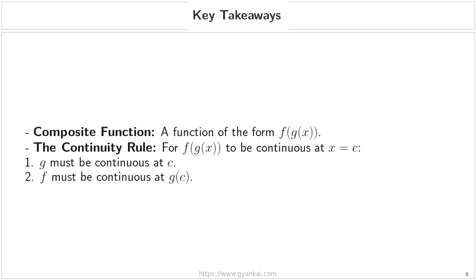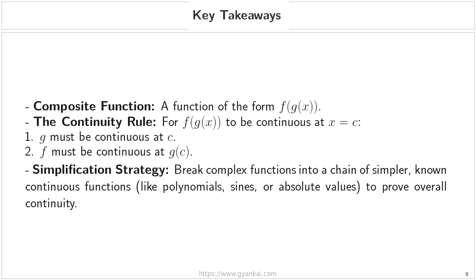Now, let's summarize the core continuity rule we have explored throughout this session. For the composite function f of g of x to be continuous at a specific point x equals c, two conditions must be satisfied. First, the inner function g must be continuous at the point c. Second, the outer function f must be continuous at the value resulting from the inner function, which is g of c, as we saw in our assembly line analogy. If either of these links in the chain is broken, the entire process fails to be continuous.